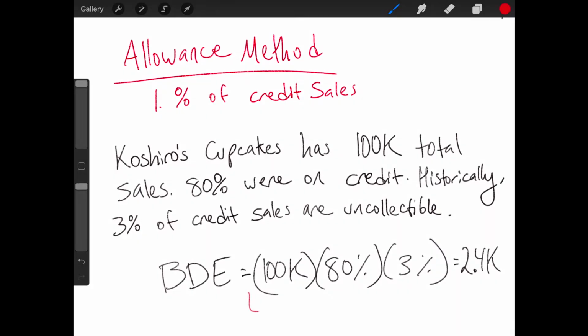I think it's really important to note, if they just give you credit sales, you can just use that number. But in this case, since they gave us total sales and then the percentage that were on credit, that's why we took that $100,000 and multiplied it by 80%. If they had told us that $80,000 of credit sales were made, we could just directly pull that $80,000 and then multiply it by the 3%. And hopefully you can see why we're only considering sales on credit, because if sales occurred with cash, then we have already received that cash. There's no chance of it not being collected.